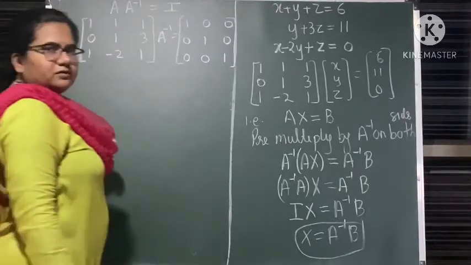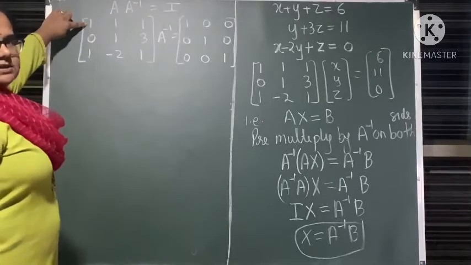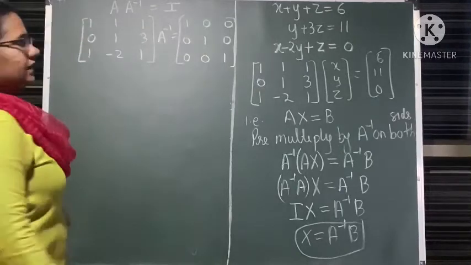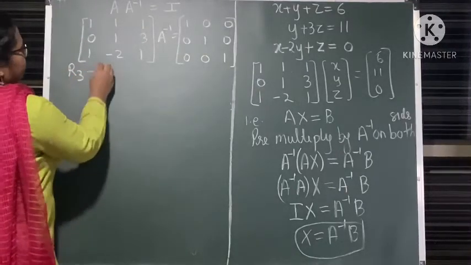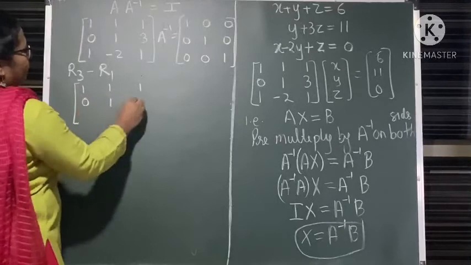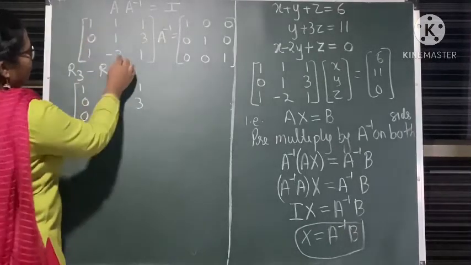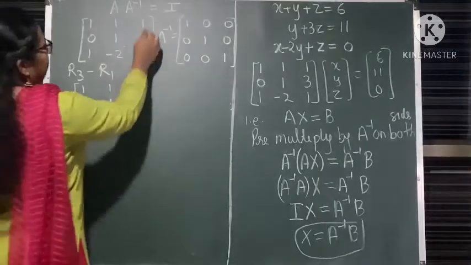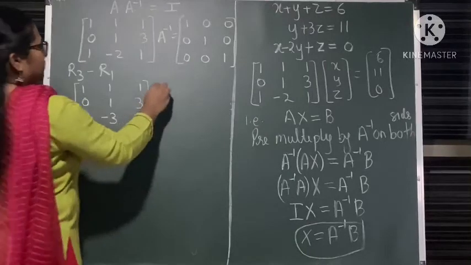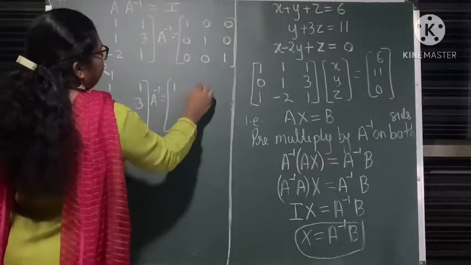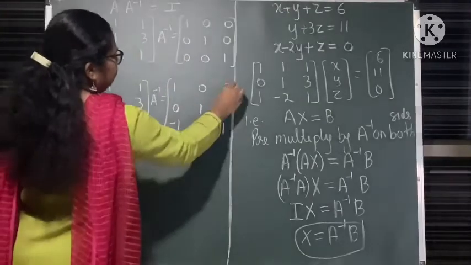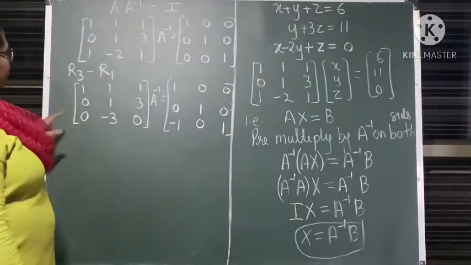Yes. Now what will be your first operation? Already this element you can see, this is 1, this is also 0. We will make this element 0. What will be my operation? R3 minus R1. So first operation is R3 minus R1. First row as it is, second row as it is, 1 minus 1, 0, minus 2 minus 1, minus 3 and 1 minus 1, 0. First row as it is, second row as it is, 0 minus 1, minus 1, 0 and 1 as it is. Okay.